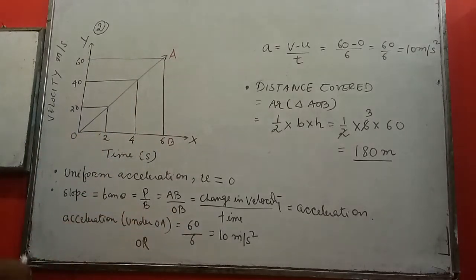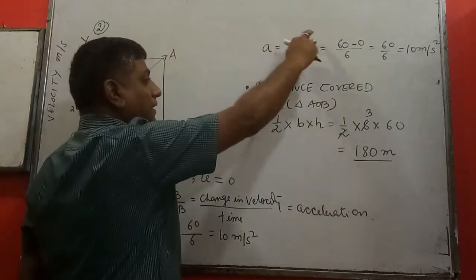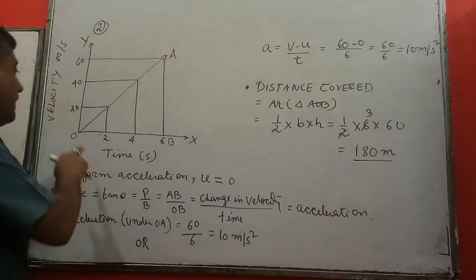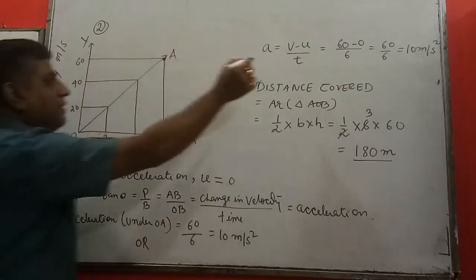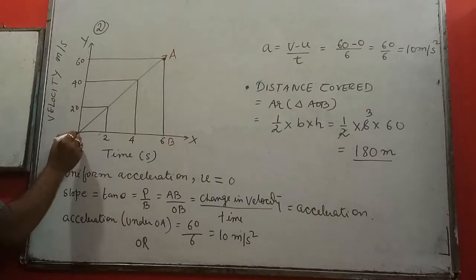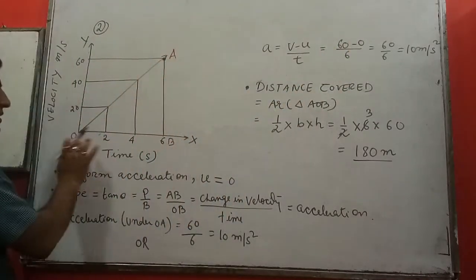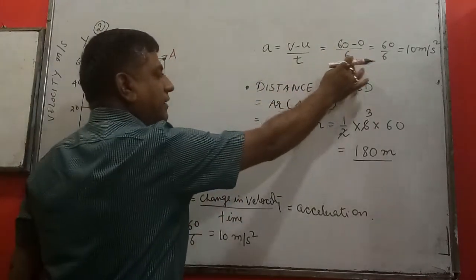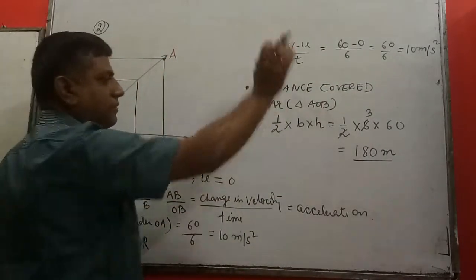You can calculate in another way also. I have told you acceleration is (v minus u) by t. So what is the final velocity here? This is the final position. Final velocity is 60. The starting velocity, initial velocity is 0. I have written 0. Time is 6 seconds. Again the same answer. You can apply this formula also.